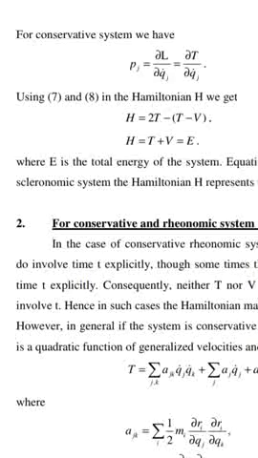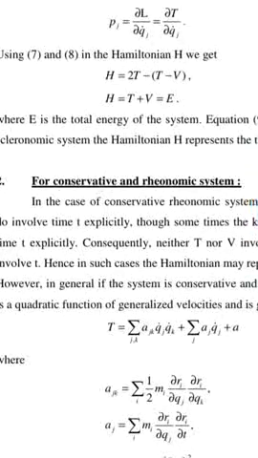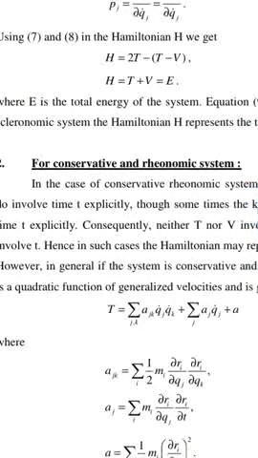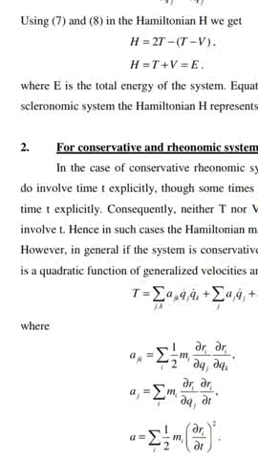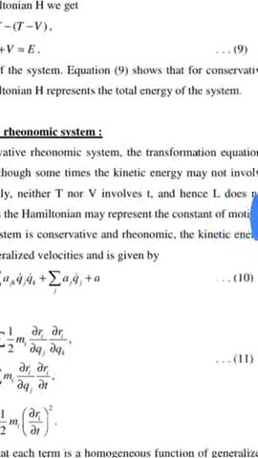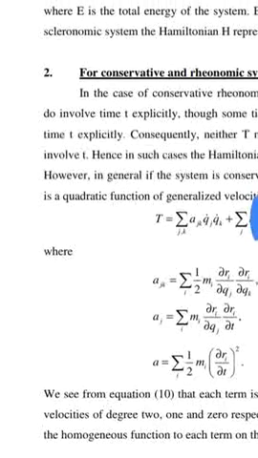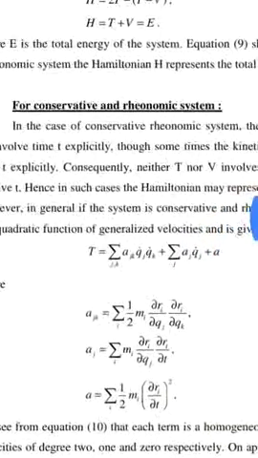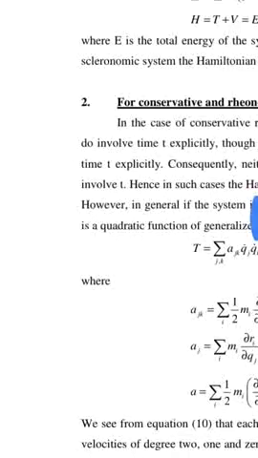Using equations 7 and 8 in the Hamiltonian H, we get H is equal to 2T minus T minus V, H is equal to T plus V is equal to E, where E is the total energy of the system. Equation 9 shows that for the conservative scleronomic system, the Hamiltonian H represents the total energy of the system.